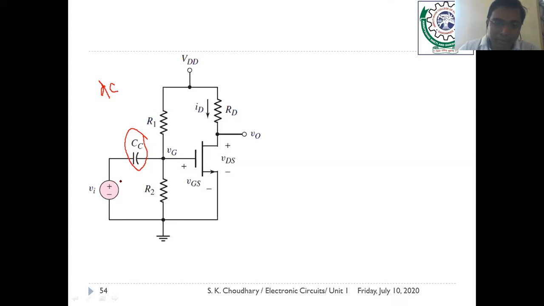Can anyone tell me first of all why this coupling capacitor is acting as an open circuit in the applied DC voltage? See, no one knows the answer. Any answer, even if you are wrong, it doesn't matter. I will correct it.